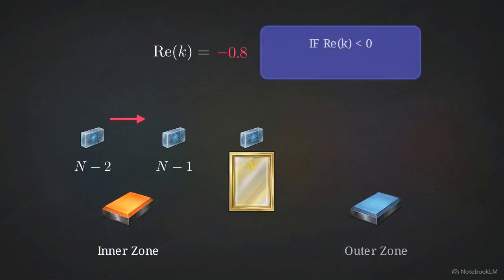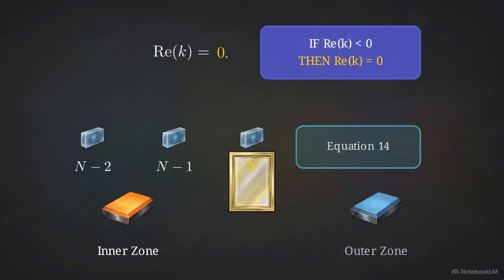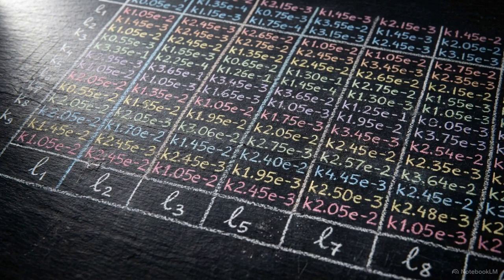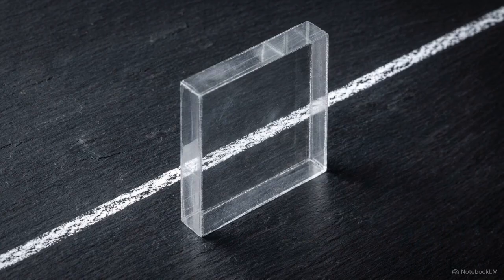To prevent this, the algorithm steps in. When a negative real value is detected, it is overridden, forcing the real part of k precisely to 0. This corrected k value is plugged into equation 14 to calculate the boundary coefficient a sub N, feeding back into the simulation. By dynamically adjusting the wave vector k for every partial wave at every fractional time step, the algorithm guarantees the L2 boundary remains entirely permeable, absorbing the outgoing wave packet perfectly.